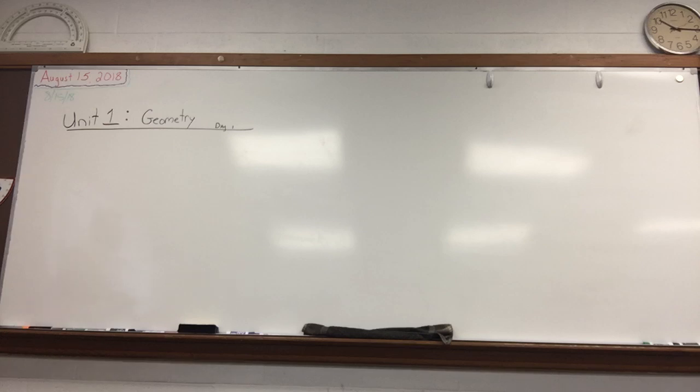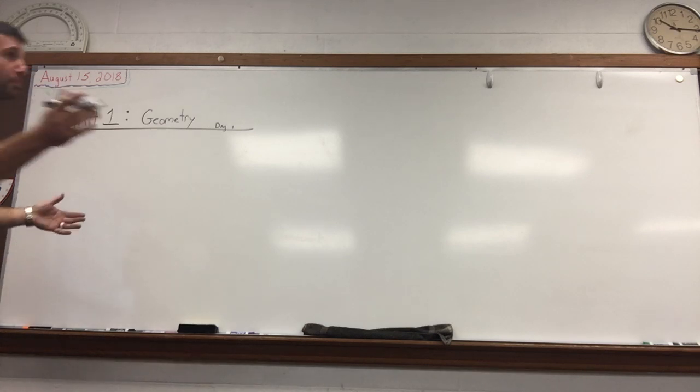Okay? You should always, in the top left corner, have the date. I don't care if you write August 15th, 2018 or 8/15/18. You should have that up there. Okay? And then, I will always name what we're doing for the day.